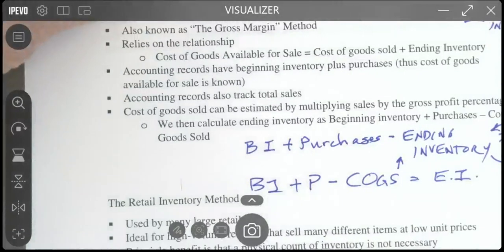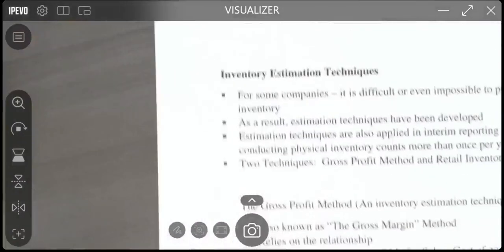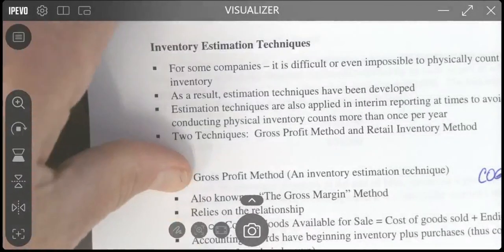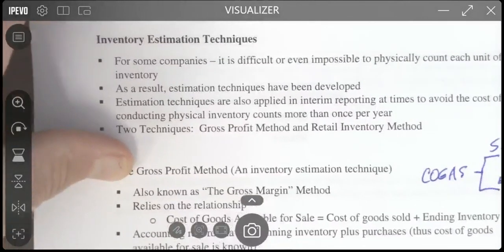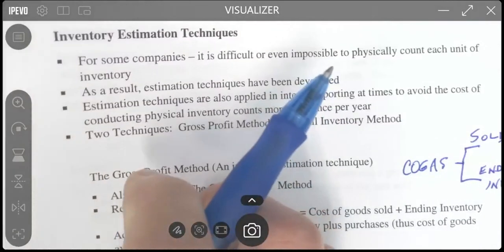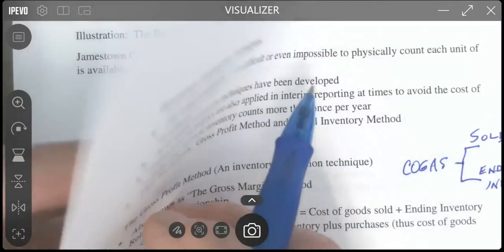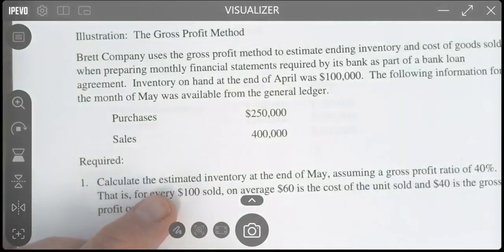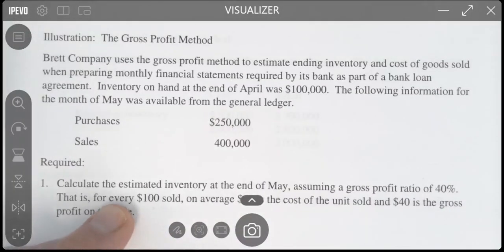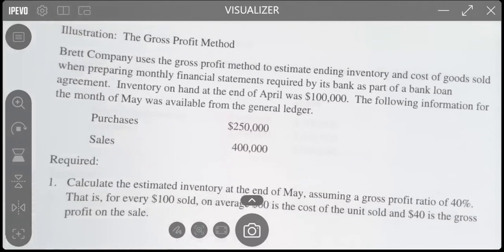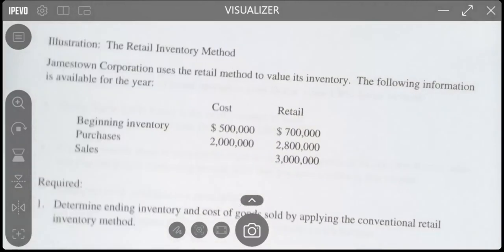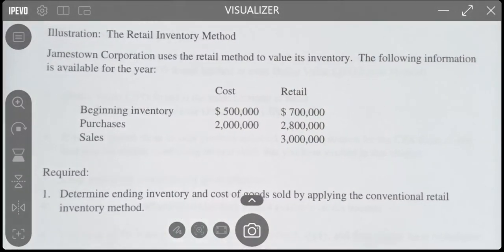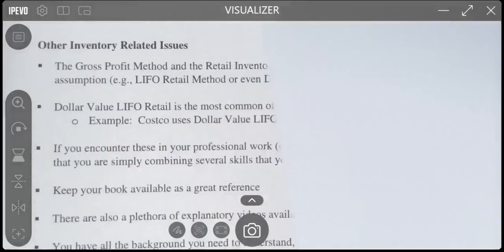Okay, for the rest of this video, we're going to continue to speak about the concepts in general. On the next page in your prepared notes that you printed down, we have our case for the gross profit method. We'll return to this. On the next page, you have our case for the retail inventory method. We'll return to this in the next video.